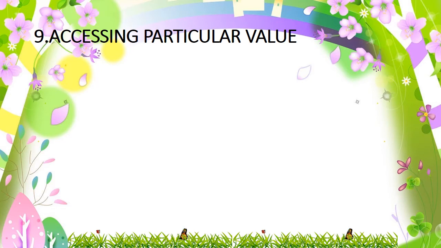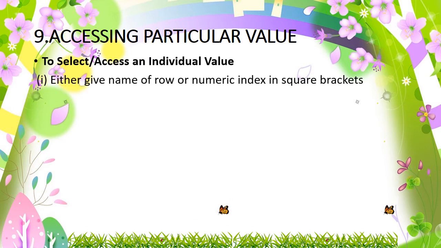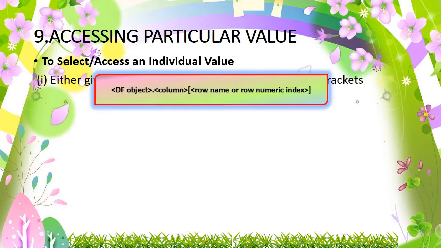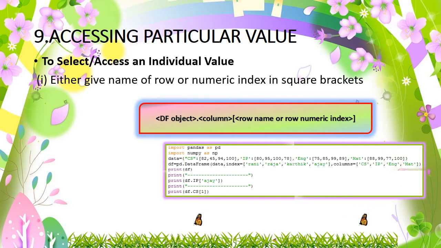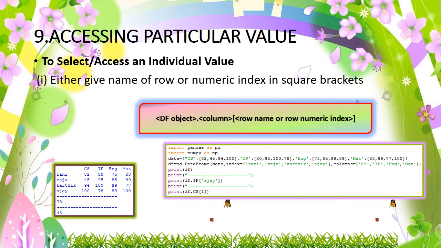To access a particular value from the data frame object, we use this formula, two ways. One is we can give the index positions: df object dot column, and inside you can give the row name or row index value. See the example: df dot IP of Ajay. So Ajay's IP mark is accessed. And next, using the index, df dot cs of 1. So the first position means Raja's CS mark is accessed.